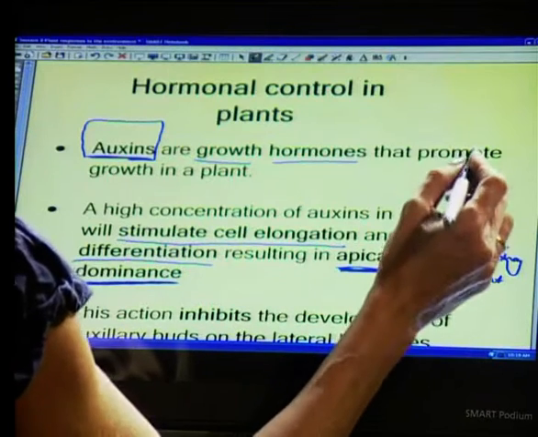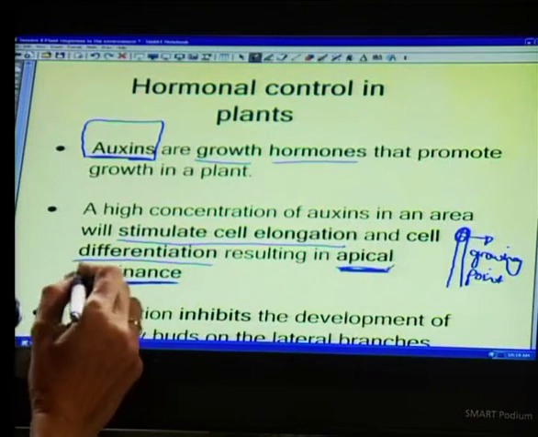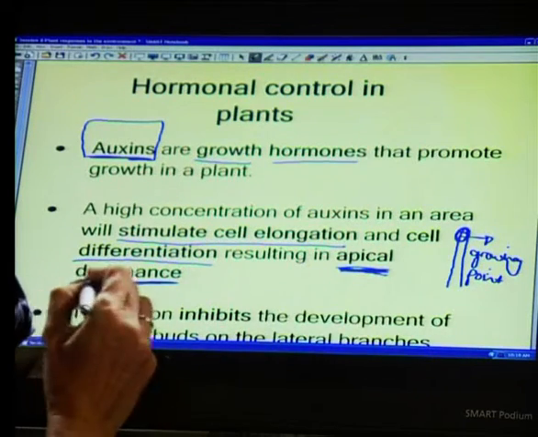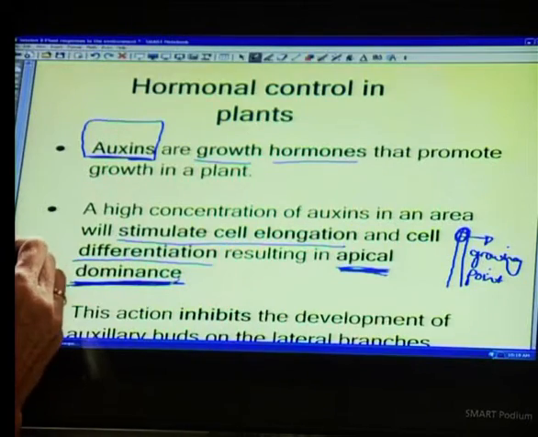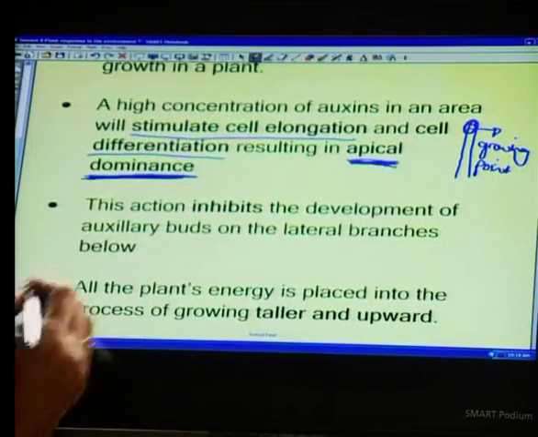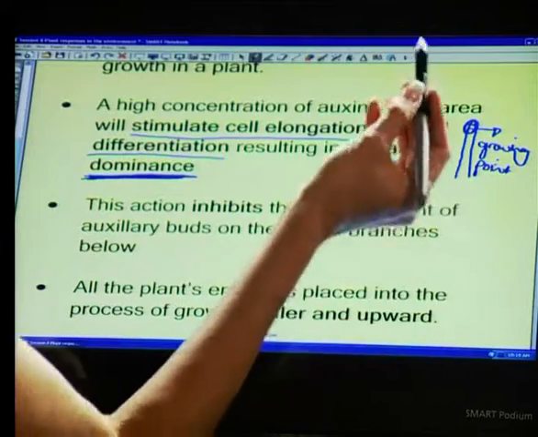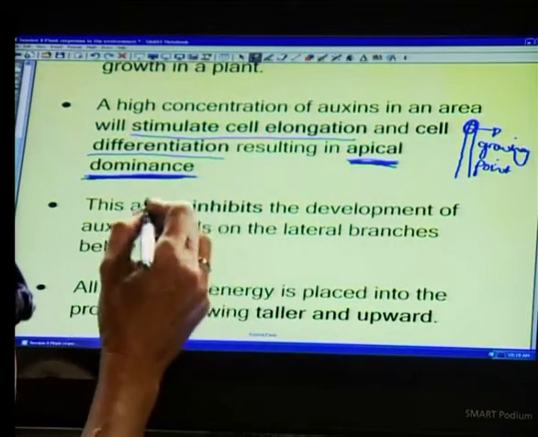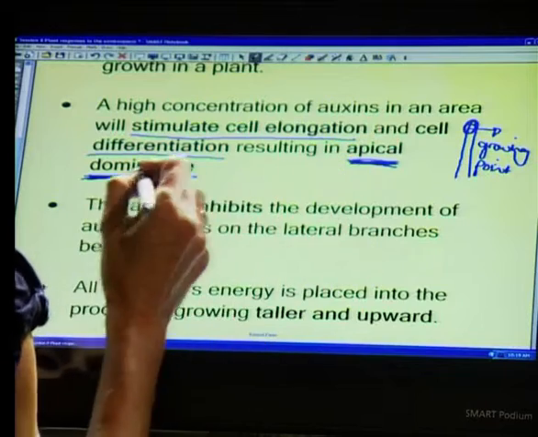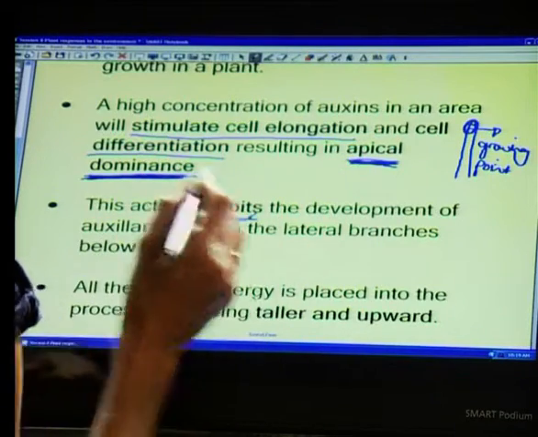We want the plant to grow upwards. And when it grows upwards, we call that apical dominance. It dominates over the side branches. Okay, now, when the plant grows upwards and the apical bud dominates, that action of the apical dominance will inhibit, in other words, it will hold, it will stop, it will inhibit the lateral branches from growing. Why? We want the plant to grow up. We want it to grow high and tall.